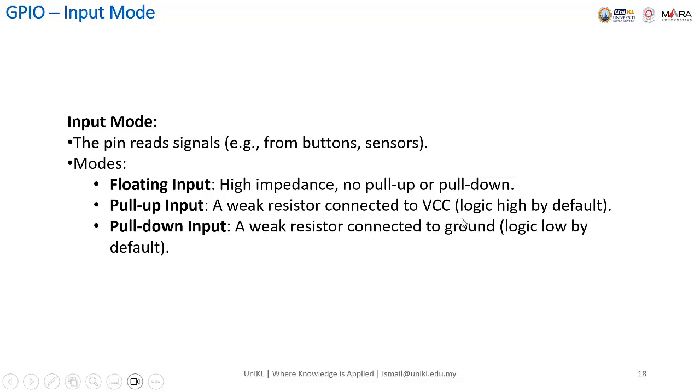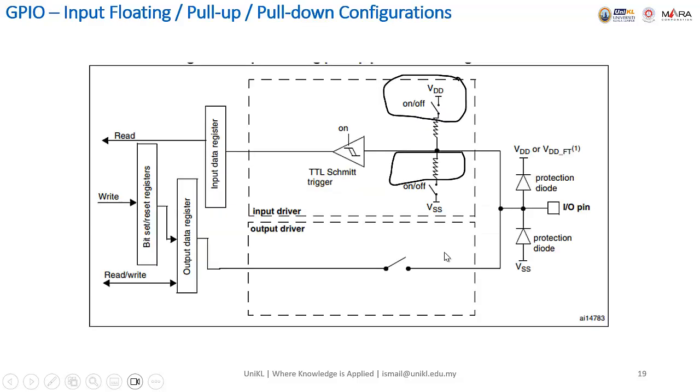Pull-up inputs a weak resistor connected to VCC, logic high by default. For pull-down, a weak resistor connected to ground, logic low by default. Okay, so that's the input mode. This is the input mode, right?